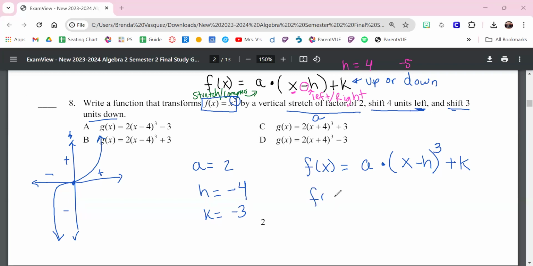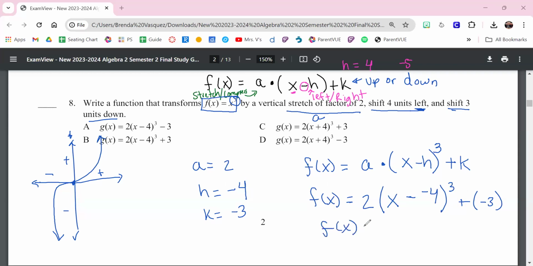So f of x equals, what's my A? +2. X does not change, it stays the same. Minus, what's my H? -4, to the power of 3, plus what value? -3. All right, let's simplify one more time.